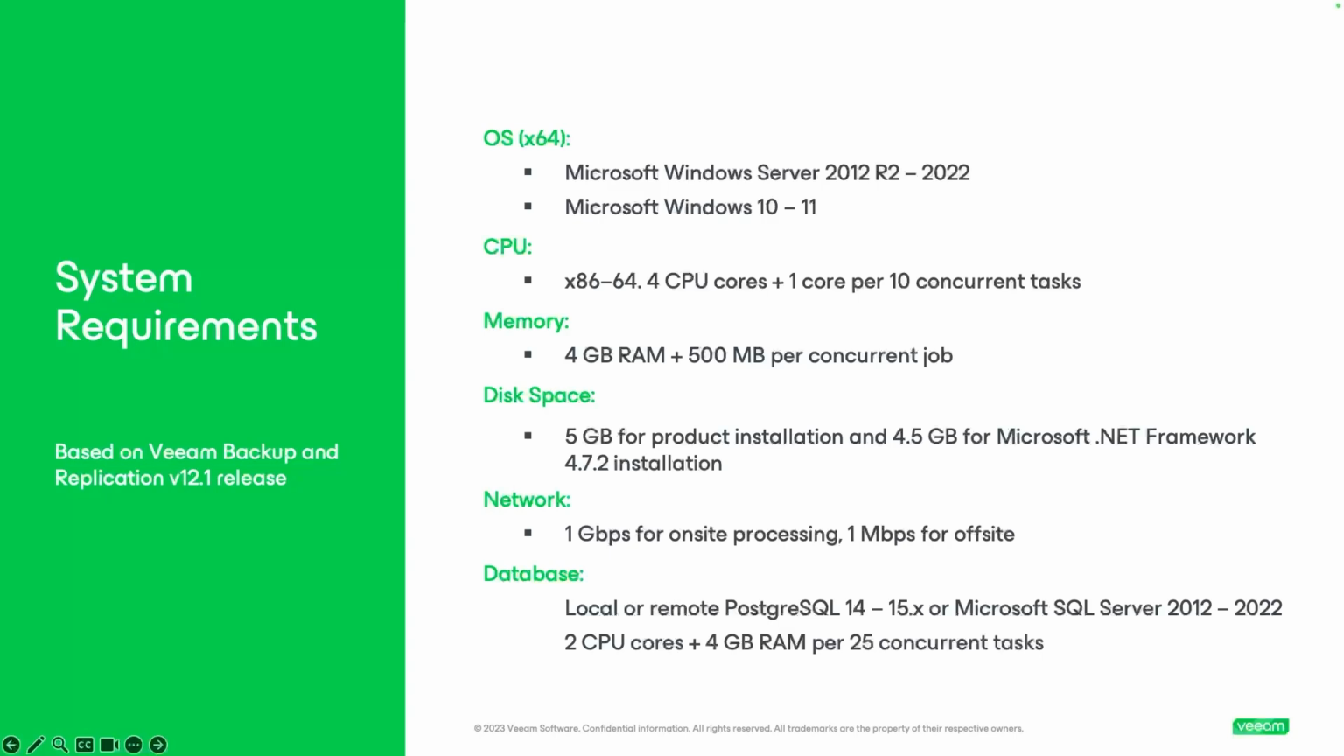For the network, there are two aspects. For on-site processing, that's if you're protecting your hosted environment, 1 gigabit per second or higher. For offsite backup, 1 megabit per second or higher. Of course, these are the minimum resources, but if that's all you have, WAN Accelerator might be an option here. And then finally, for the database, we ship with the install and give you the option to choose either SQL Express or Postgres for the default database. If you need additional, you'll need an additional 2 CPUs and 4 gigs of RAM for 25 concurrent tasks or more.